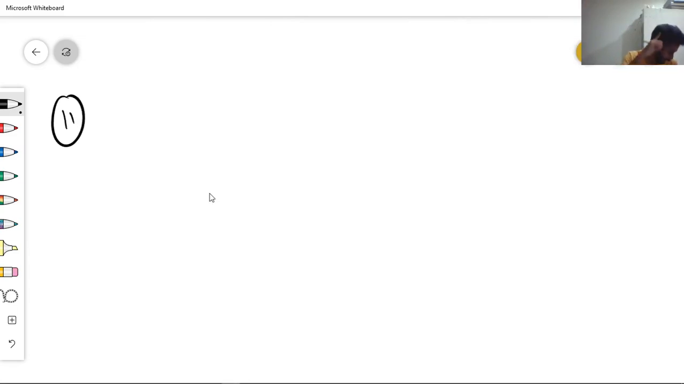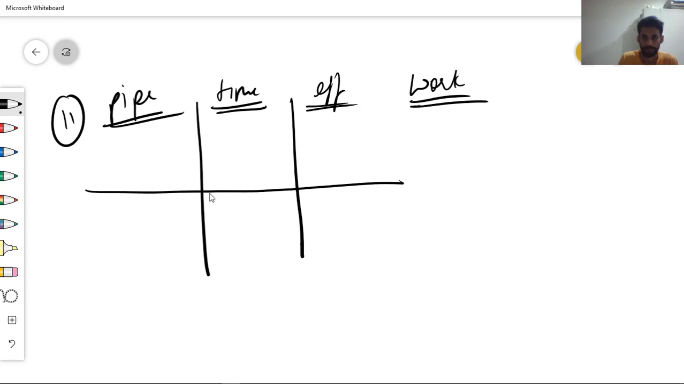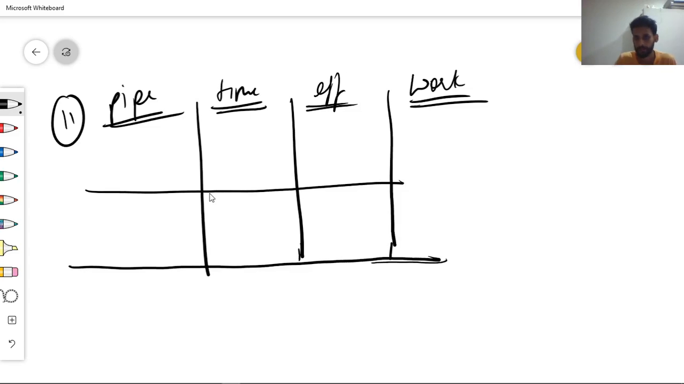Now question number 11. Now there is one thing, this emptied part. So here it is a pipe, so we will write here pipe. Here it is time, here it is efficiency, here it is work. Here there was a word, if you read the question, the second pipe is called the emptied pipe.